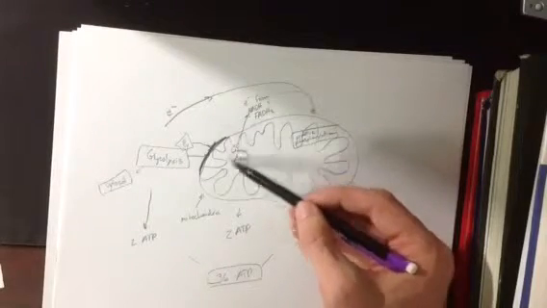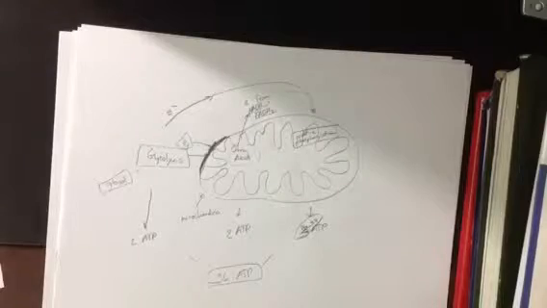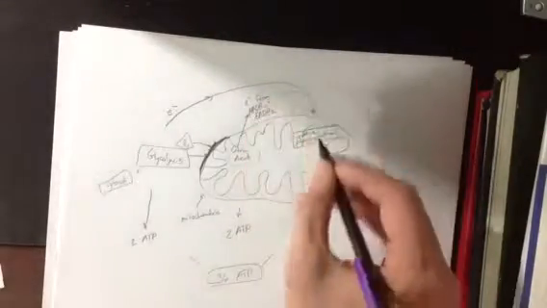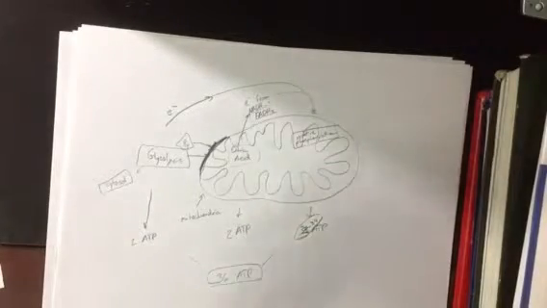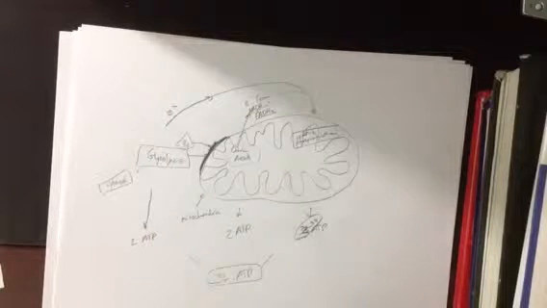And then the citric acid cycle takes place inside the mitochondria, and these electrons that are given off from glycolysis and through the citric acid cycle through NADH and FADH2 go into the electron transport chain and chemiosmosis, which takes place in the cristae of the mitochondria.